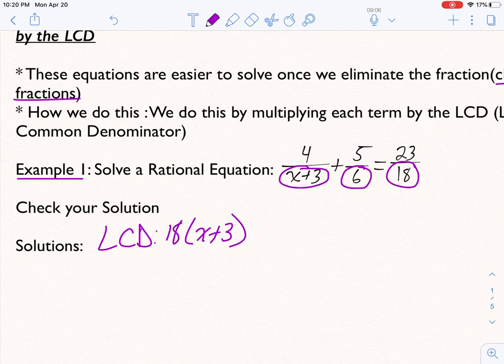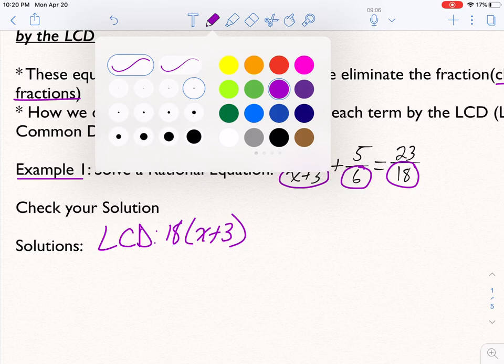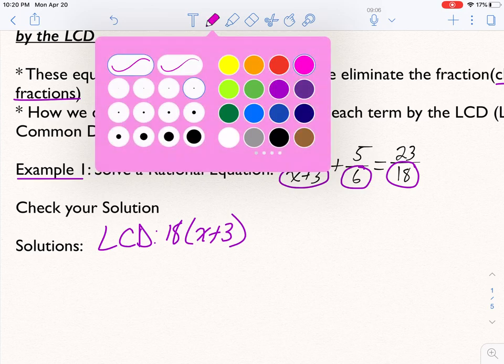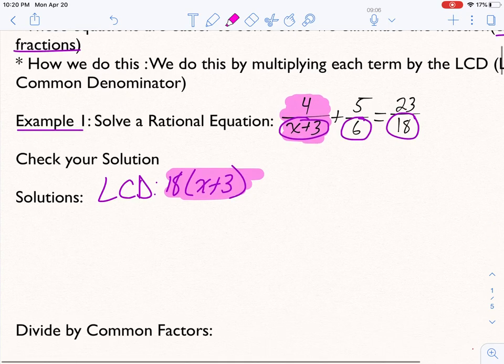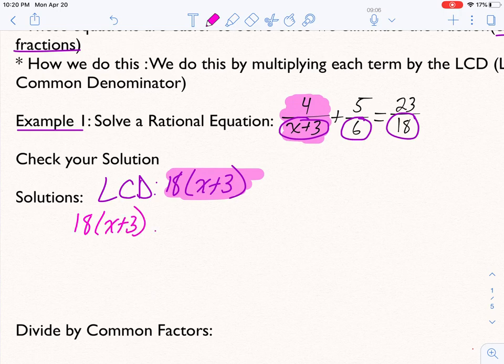So, before, when simplifying, adding, subtracting, all we would do was multiply by what we were missing in my denominator to get to the LCD. Now, we're going to take this LCD and we're going to multiply each part. So, I've got my first part right here. So I'm going to take my LCD of 18, x plus 3, I'm going to multiply it by my first part of 4 over x plus 3.